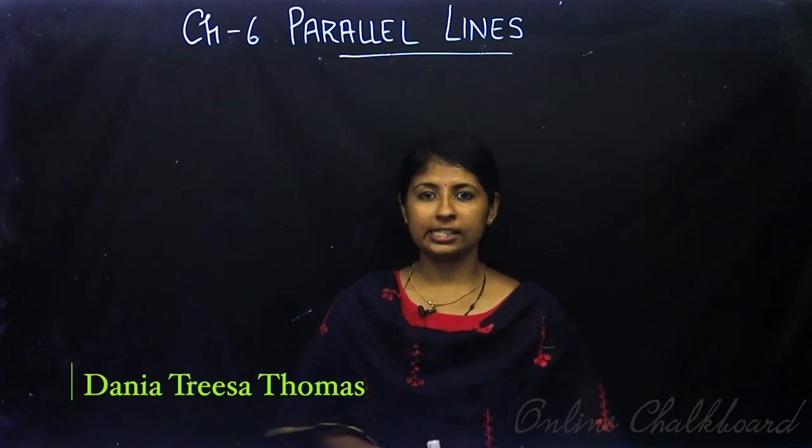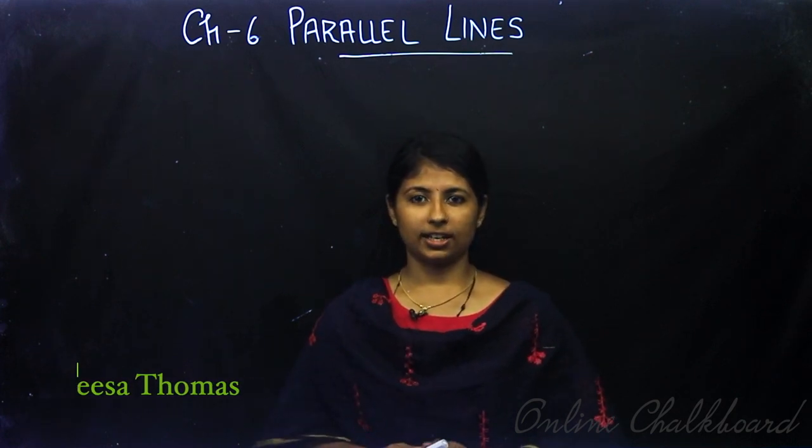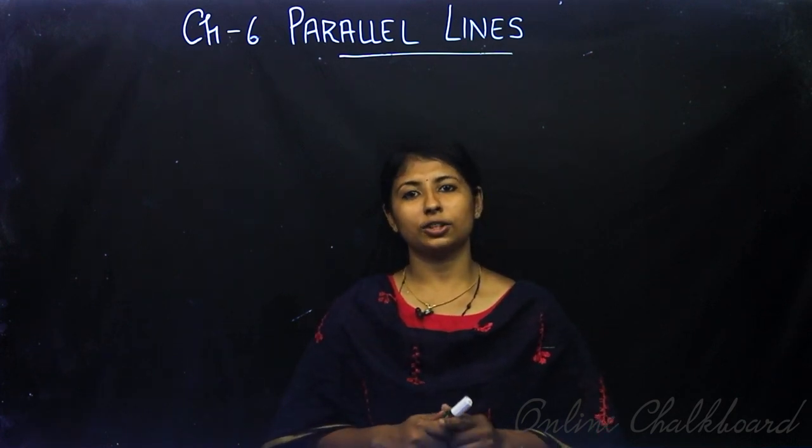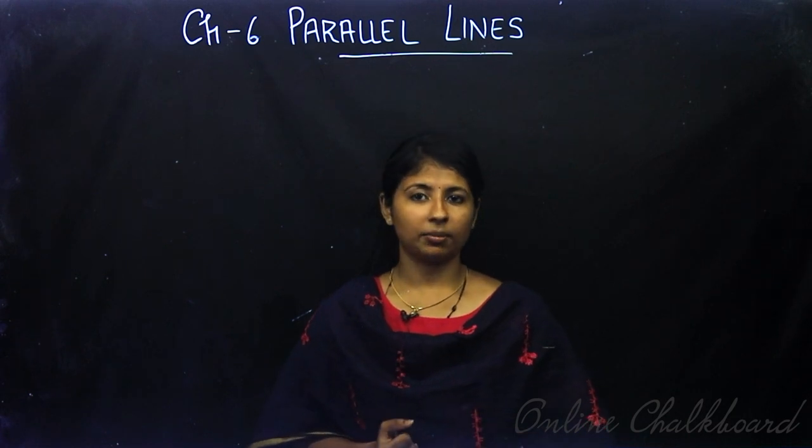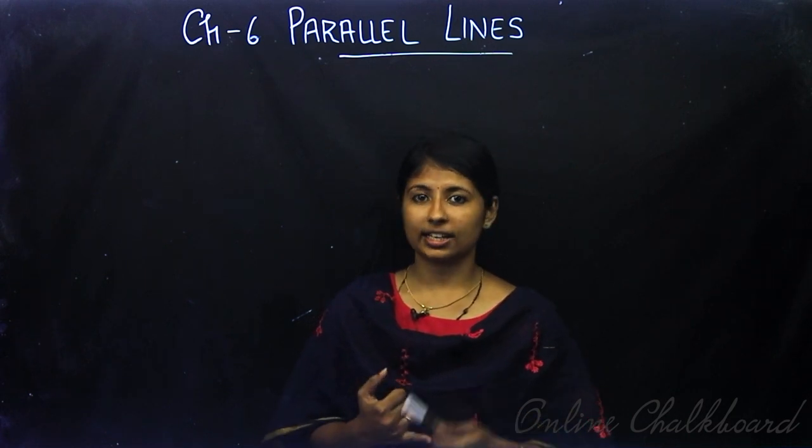We are discussing chapter 6, parallel lines. We started triangle division in the last class. In the last class, we have a triangle.